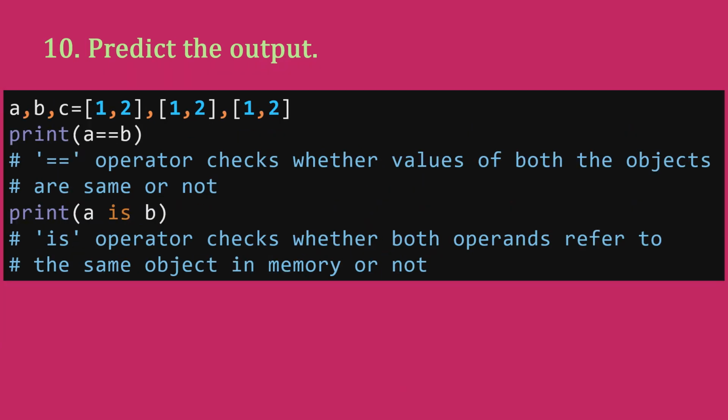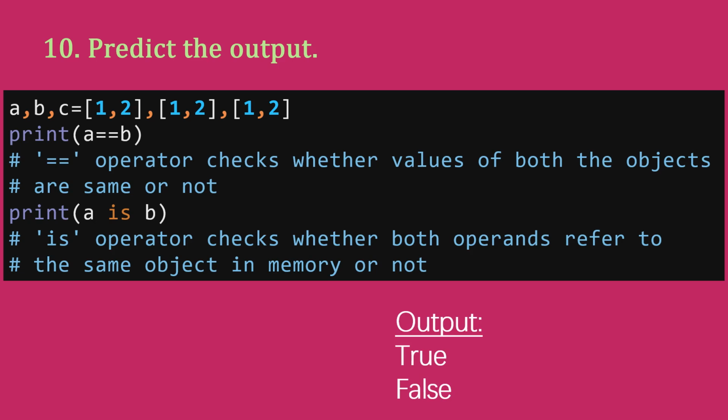Now predict the output. Here A, B, C is equal to 3 lists having values 1, 2, 1, 2 and 1, 2 respectively. So we are assigning these 3 lists to 3 variables A, B and C. Now we are printing A equal to B.